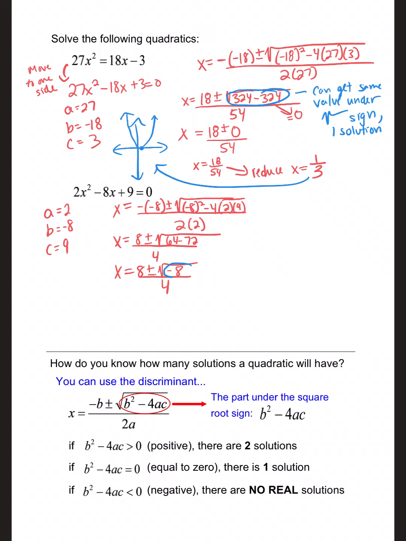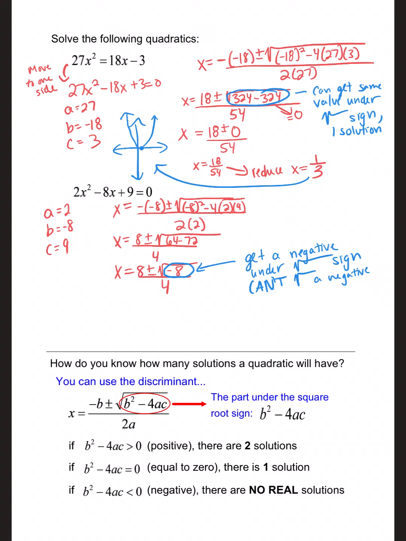Well, you'll notice that under my square root now, we got a negative. Under that square root sign, this time we got a negative. If you try to punch that into your calculator, it won't let you do it. You're going to get an error message. So you can't square root a negative.